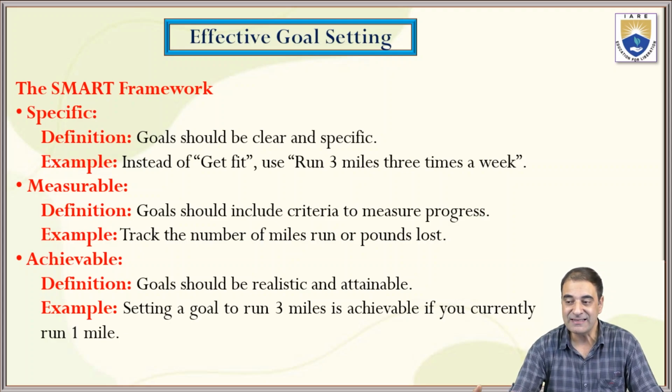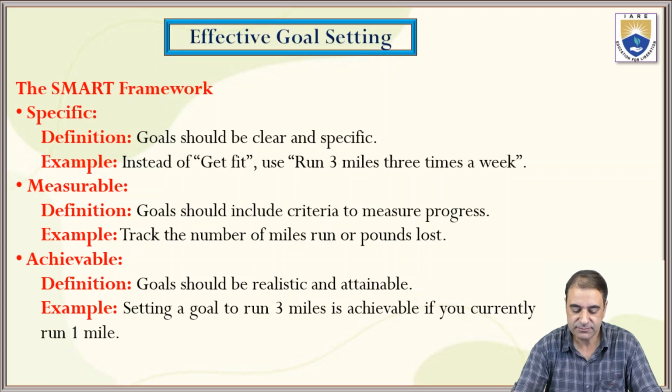For example, when we say measurable, we have set the goal that I have to run 3 miles 3 times a week. And after that, I have to measure it. For example, I can measure how many pounds I have lost, or I can say how many miles I have run. That's very important. That's why we say it should be measurable.